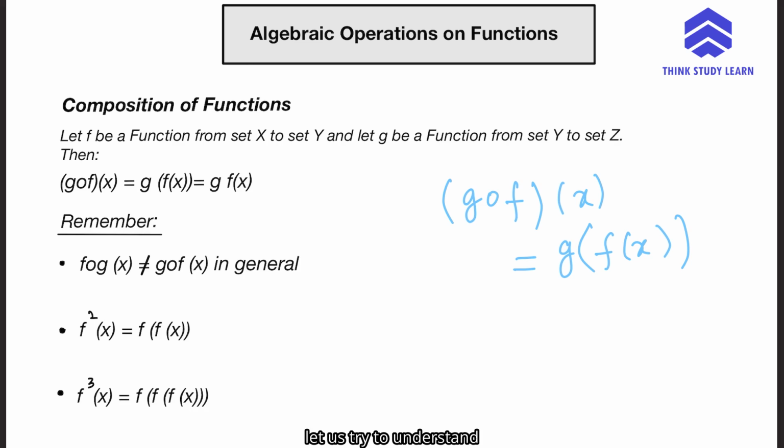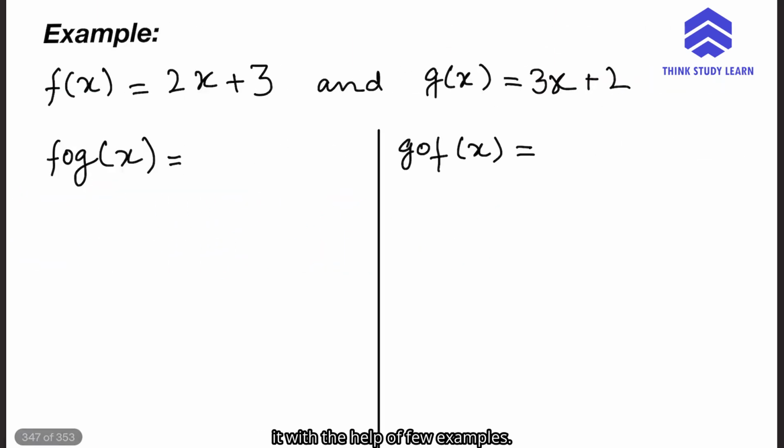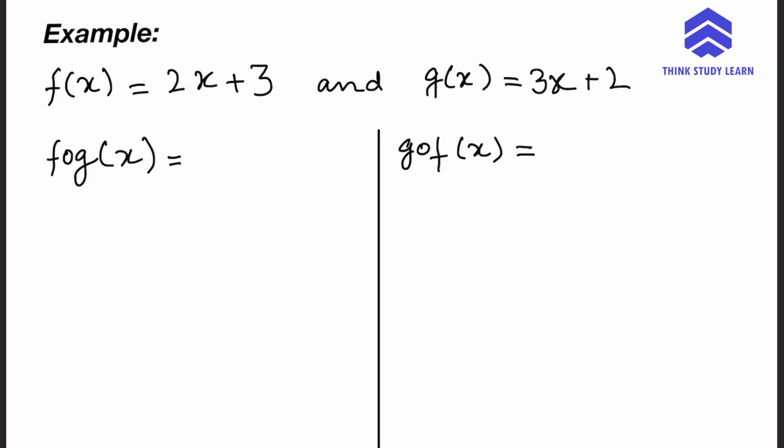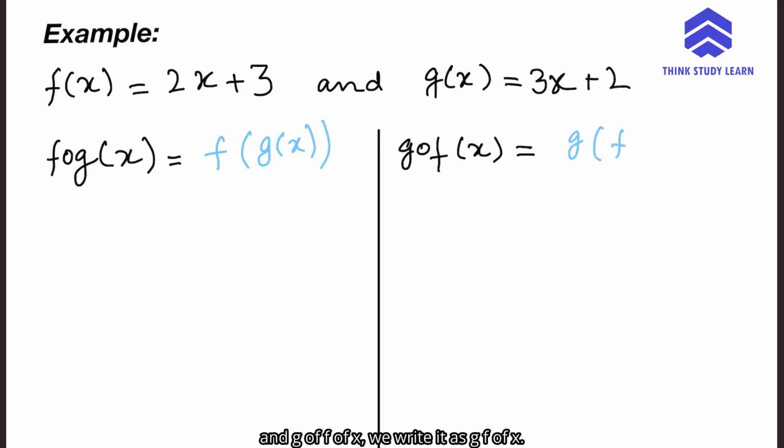So let us try to understand it with the help of a few examples. So we have an example that says f of x is equal to 2x plus 3 and g of x is equal to 3x plus 2. And we are to find the f of g of x and g of f of x. We just studied that whenever we are given f of g of x, we write it as fg of x, and g of f of x, we write it as gf of x.